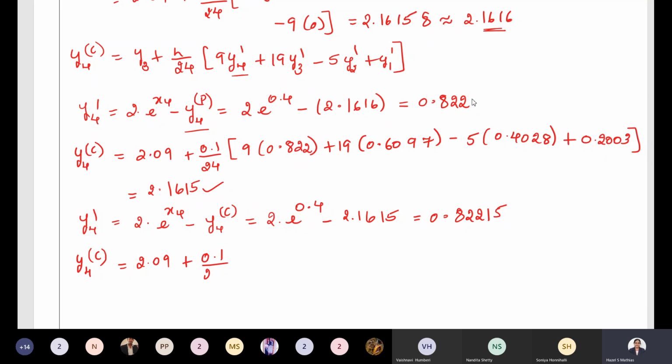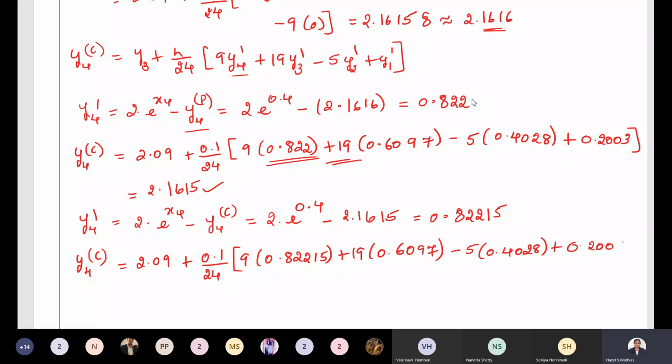0.1 divided by 24 into 9 into 0.82215 plus 19 into 0.6097. Same as this one, only y4 you need to change. Plus, sorry, it is minus 5 into 0.4028 plus 0.2003. Calculate this, everybody. So this gives us the value of y at x equal to 0.4.